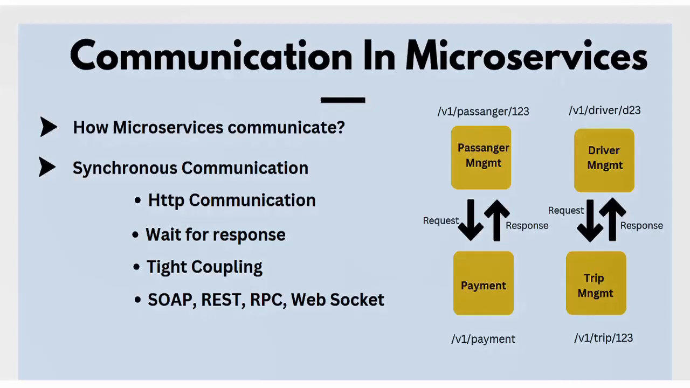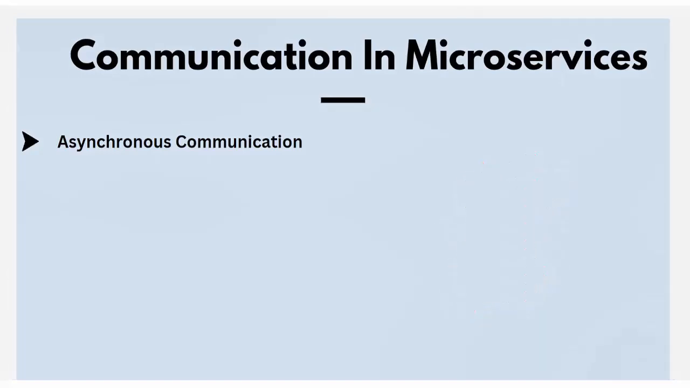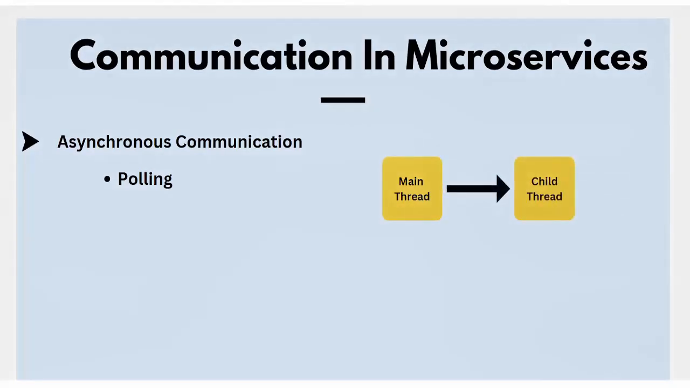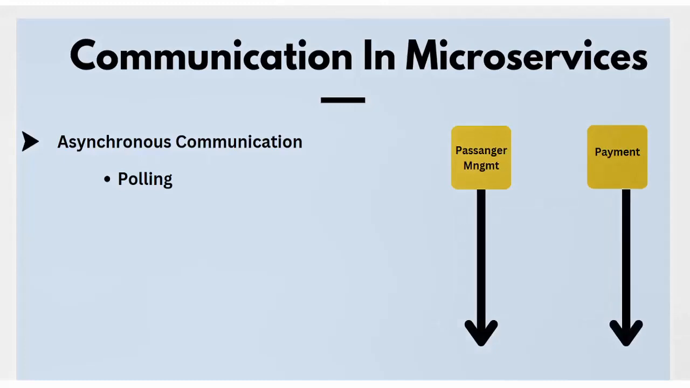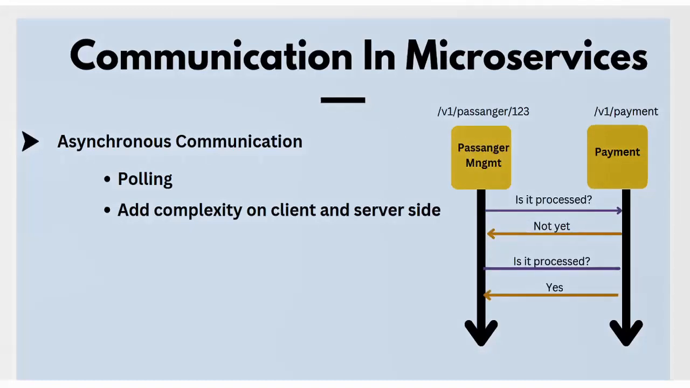Another way microservices can communicate is via asynchronous calls. In an asynchronous interaction model, the requester need not wait for the response. One way to achieve this is using HTTP communication but keeping a separate thread for polling and letting the main thread continue. The polling thread can keep on checking with the service if a request has been processed or not. With this approach, we keep the services isolated from one another and the coupling is loose.